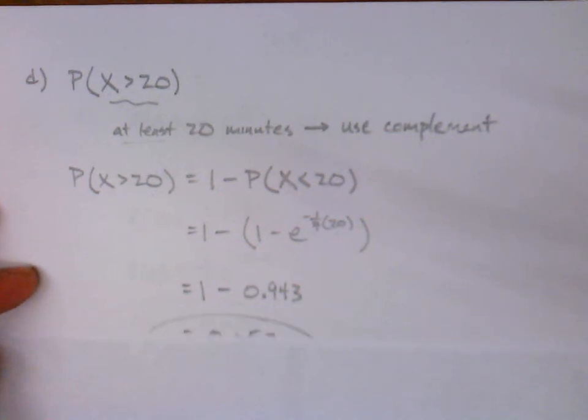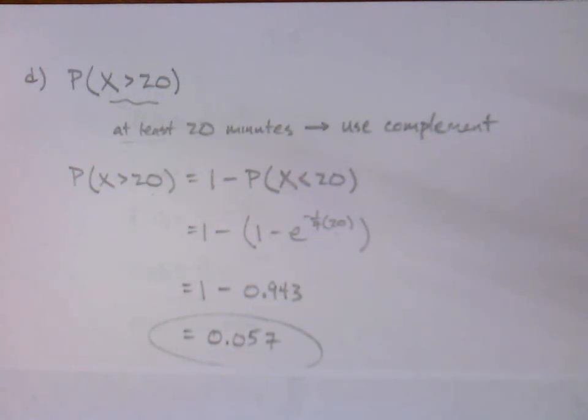And so my final answer, 0.057, when I perform the complement doing the 1 minus. That is the probability that a randomly chosen person takes at least 20 minutes, more than 20 minutes on average, to fall asleep at night.